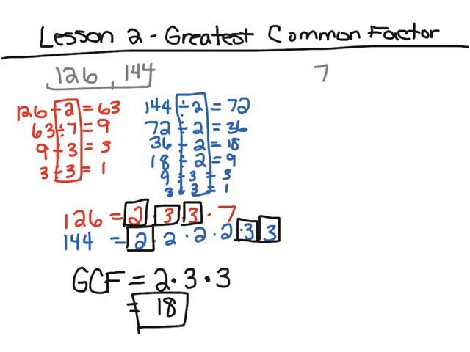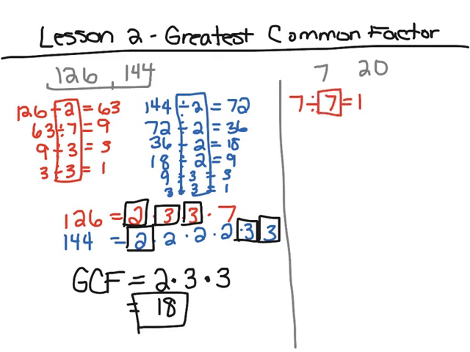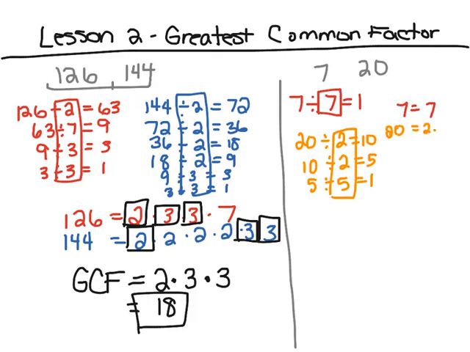Our next one is 7 and 20. The prime factorization of 7 is easy. 7 divided by 7 is 1. That's it. So 7 equals 7. Prime factorization of 20. Divided by 2 equals 10. 10 divided by 2 equals 5. And 5 divided by 5 equals 1. So 20 is equal to 2 times 2 times 5. Now, when you don't have any numbers that are the same, you can't find a pair between the prime factorizations, your greatest common factor is 1. 1 can go into both of them, but nothing higher than that can.